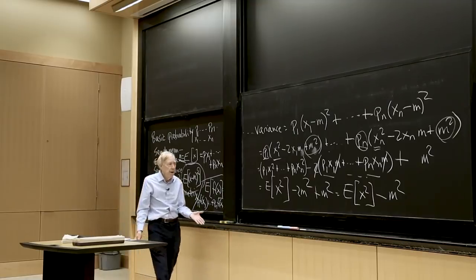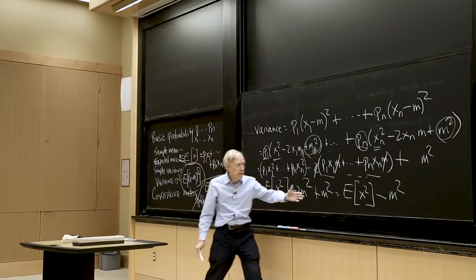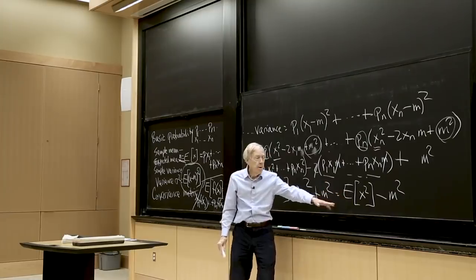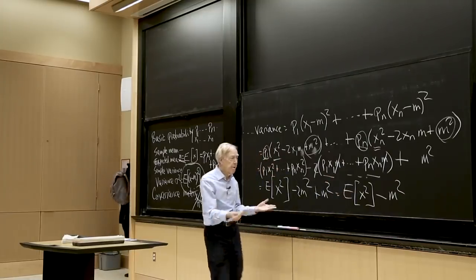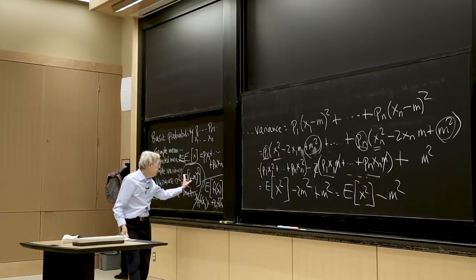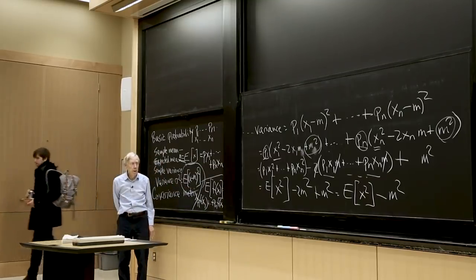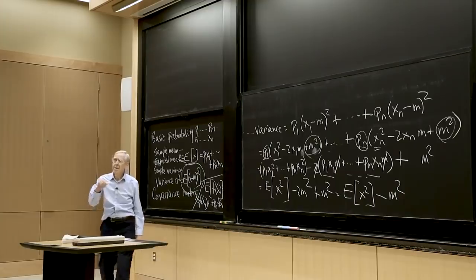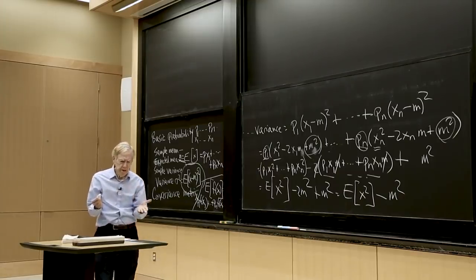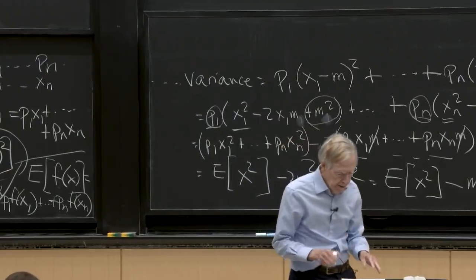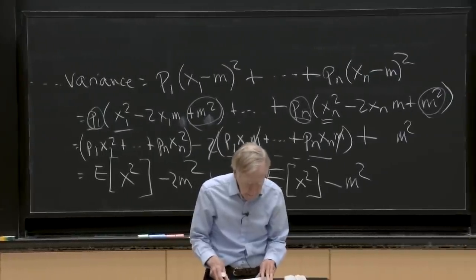So if you happen to have a handy way to compute the expected value of x squared, you would just subtract m squared and you'd have the same as this. Yeah, it's just algebra. Okay, let's go a little deeper with something here, if I can find it.